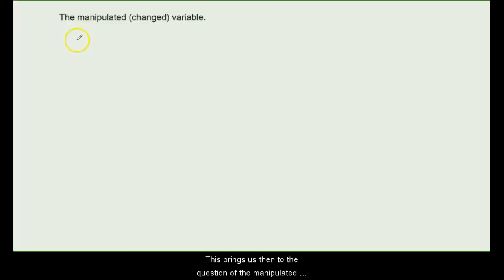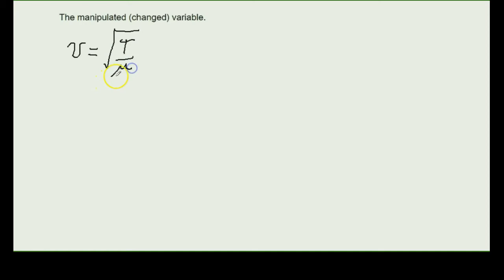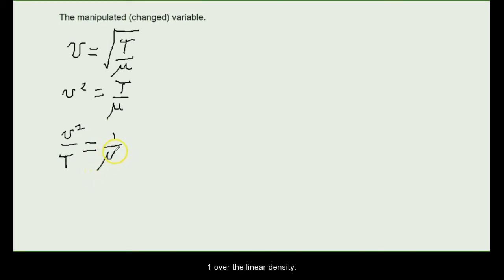Now there's the question of the manipulated variable. What we've learned so far is that the velocity is equal to the square root of the tension divided by the linear density. If we square both sides, we get that the velocity squared is equal to the tension divided by the linear density. Again, if we divide by the tension, we get v squared over the tension is equal to 1 over the linear density.